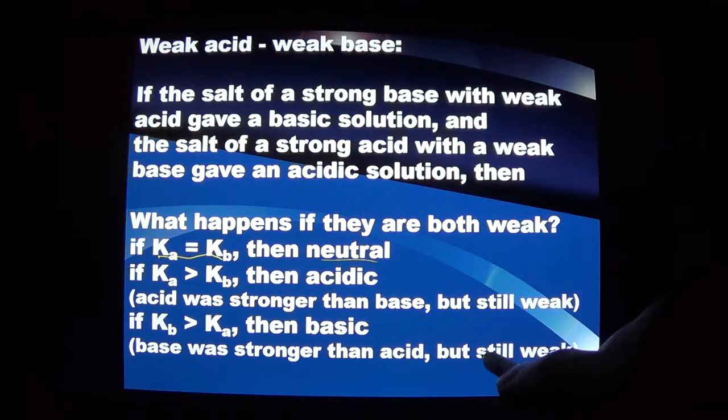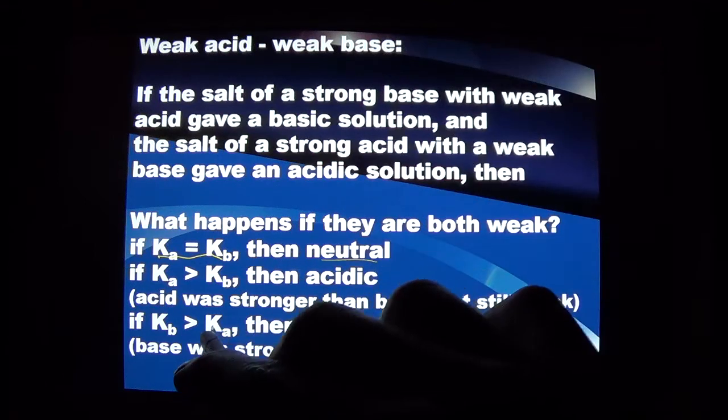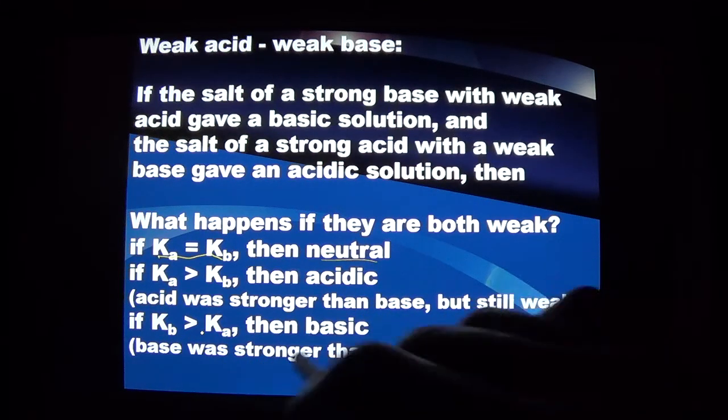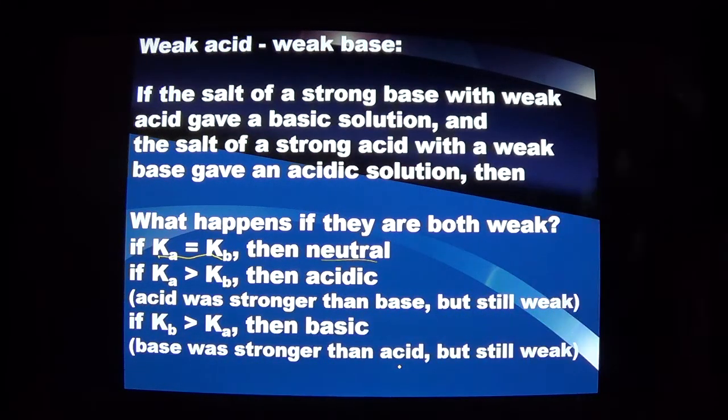Now, I'm not expecting acidic as in a pH of 1. I'm expecting a weak acid. And I'm not expecting a Kb here to give you a pH of like 12. Sorry, I'm saying this backwards. One more time, I'm not expecting a 12 or 13, a strong base. I'd be expecting a weak base, like a 9 or 10, something like that.